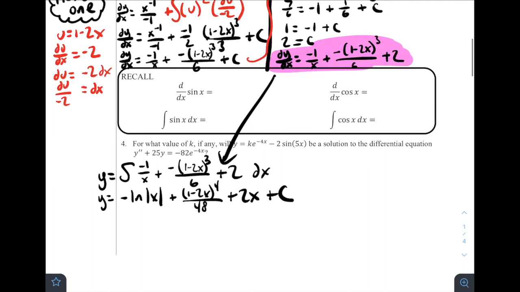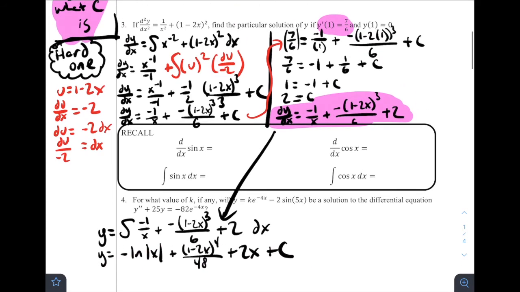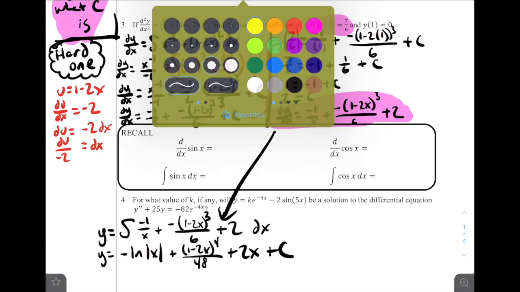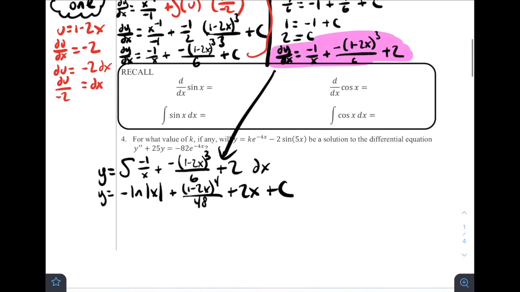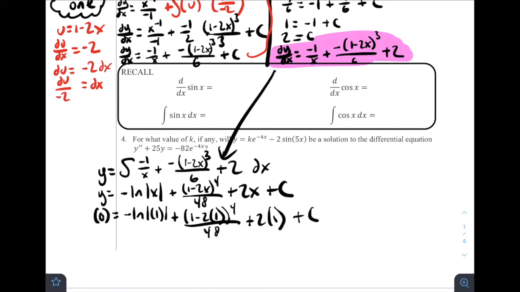From there, we are at a point again where we need to find out the c value. Going back to the original problem, they're telling us that y of 1 is equal to 0. So we know that when x is 1, y is 0. So I'm going to substitute that in. We're going to say 0 is equal to negative natural log of 1 plus 1 minus 2 times 1 to the 4th over 48 plus 2 times 1 plus whatever c is.